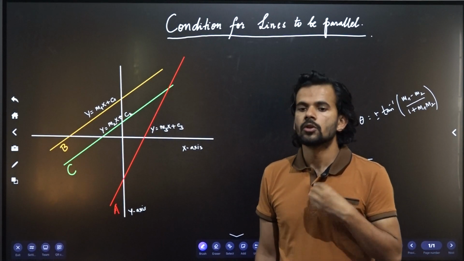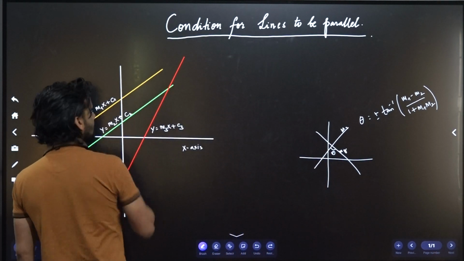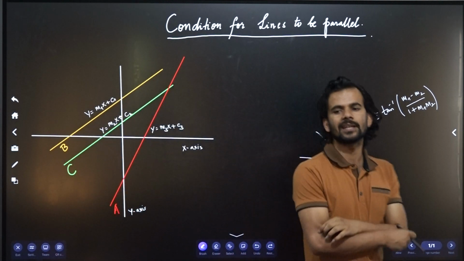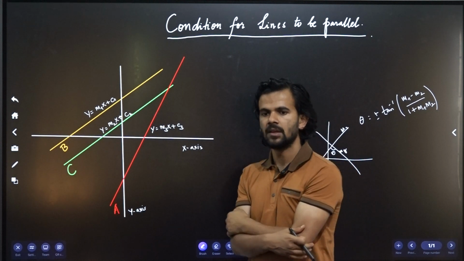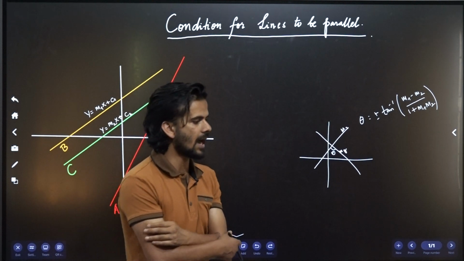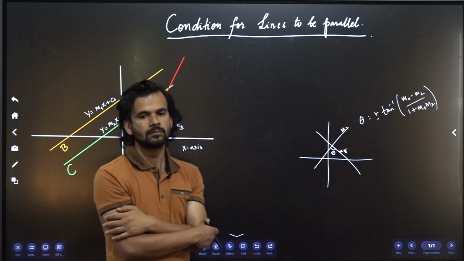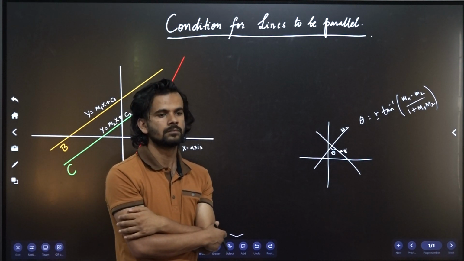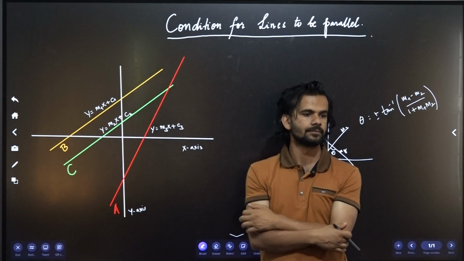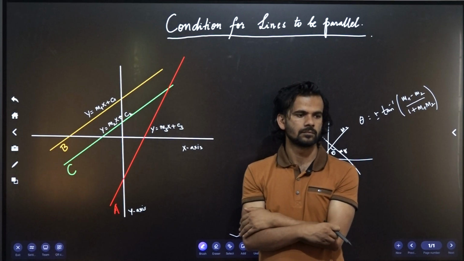Now if these two lines are parallel, what's the next question that we generally ask? What is the angle made by these two lines? How much angle do they make with one another? Tulsi, B and C, what's the angle that they make with one another? Sujata.